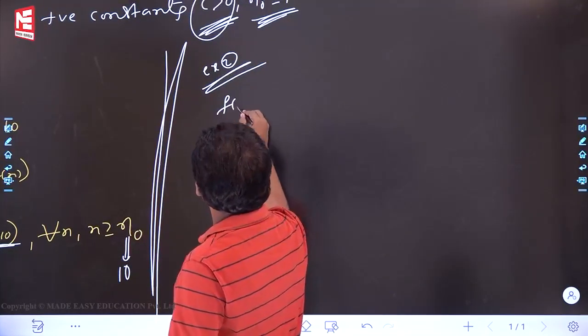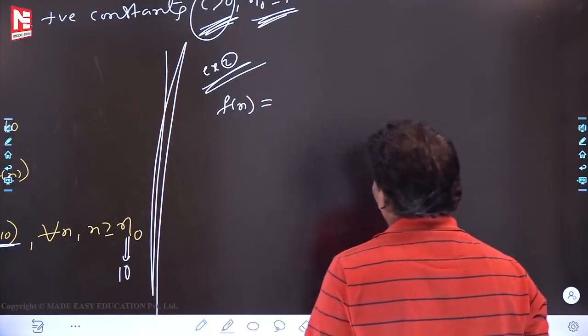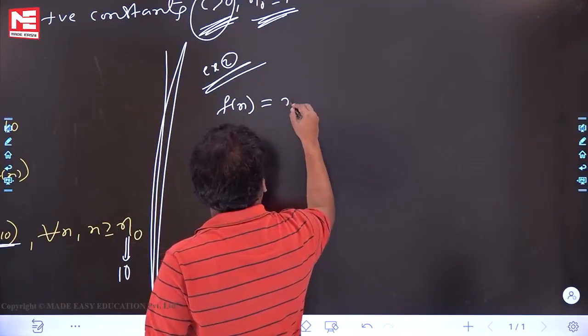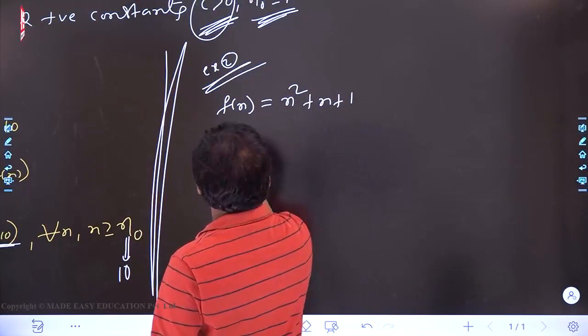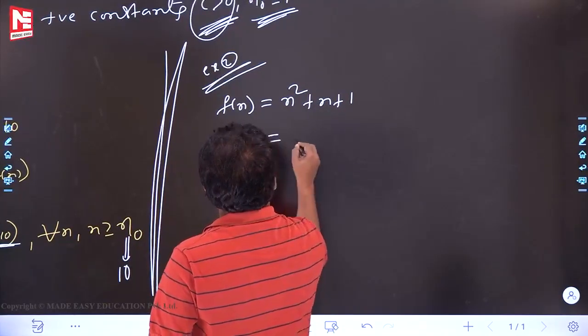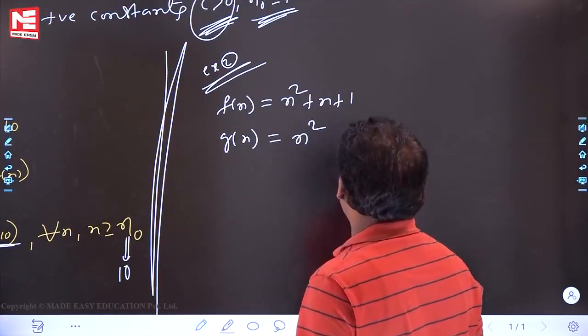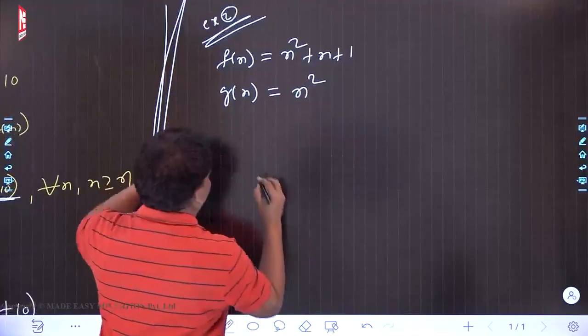Example 2. f of n is equal to n square plus n plus 1, and g of n is equal to n square. Right?